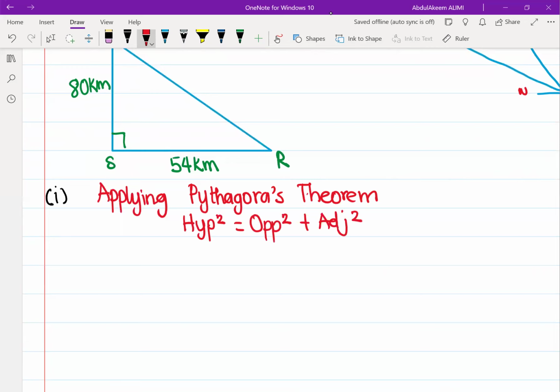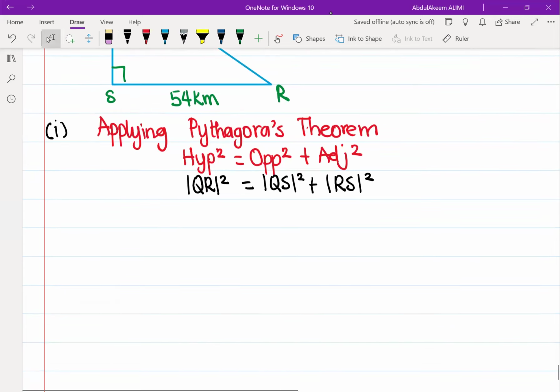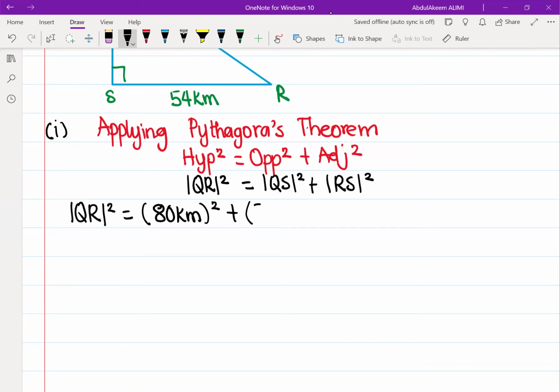So what do we have here now? What is my hypotenuse? That's line QR squared, which is equal to what? Line QS all squared plus line RS all squared. What is my line QR? My line QR here is unknown. That's what we are looking for. It equals what? My QS is 80 kilometers squared. That is my opposite. Plus RS, which is 54 kilometers all squared.